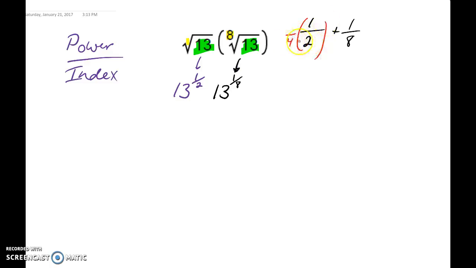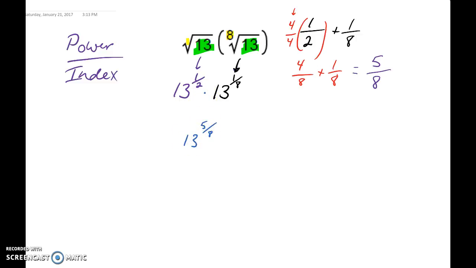So if we multiply 2 by 4, we'd get 8. And so that way we don't change our value, we need to multiply the whole fraction by 4. So this becomes 4/8 plus 1/8, and 4/8 plus 1/8 is equal to 5/8. When we add or subtract fractions, our denominators don't change. We just add or subtract our numerators. So then this would be rewritten, our final answer. When we multiply, it will be 13 to the 5/8 power.